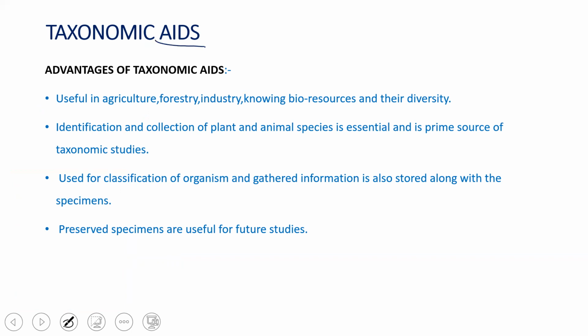Aids is nothing but which is going to aid, or which is a device. It may be a device, right? But here in taxonomic aids, it is not something which we call as a device. So it is a useful property for any taxonomist to understand taxonomy for the taxonomic studies. So let us look into the advantages first and then go ahead with each individual taxonomic aid. So what are the advantages of taxonomic aids?